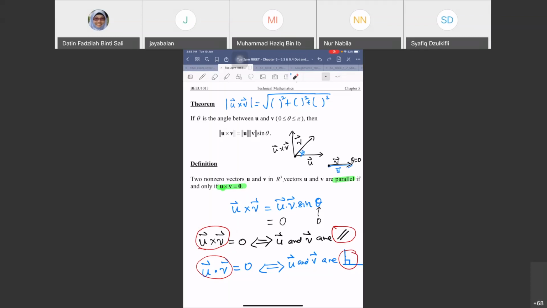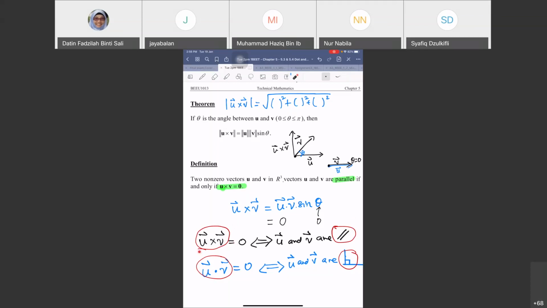Or if they say given two vectors, determine whether the two vectors are parallel or perpendicular or neither, that means you have to show both. You have to show the cross product, and you have to show the dot product. So that is a very important concept, so you don't get mixed up between parallel and orthogonal or perpendicular.